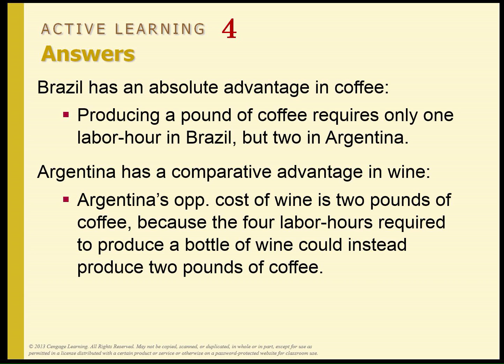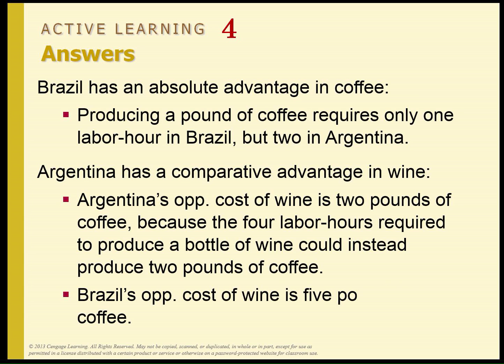Argentina is the one that has the comparative advantage in wine because the opportunity cost of wine is 2 pounds of coffee, because 4 labor hours are required to make wine, and 4 labor hours in Argentina could make 2 pounds of coffee. Okay, and you just get those numbers from looking at the previous slide. You can rewind and check that out. Therefore, Brazil has an opportunity cost of wine of 5 pounds of coffee. So Argentina has a comparative advantage in wine, and therefore they should produce wine. Brazil now has a lower opportunity cost for coffee. So Brazil has a comparative advantage in coffee.